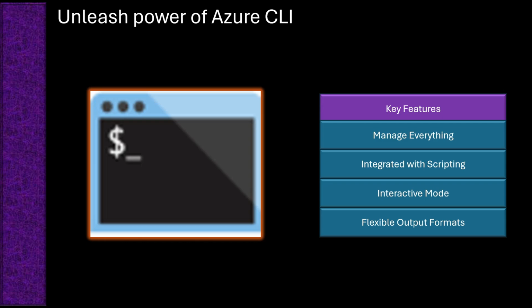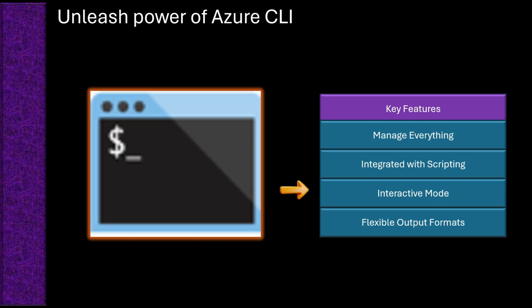Let's unpack a few features that it comes with. Using Azure CLI, you can manage everything in Azure Cloud. From virtual machines to databases, you can create, configure, and delete resources. Azure CLI is integrated with scripting. You can combine commands into scripts to perform complex operations. For example, deploy a whole environment with one script.